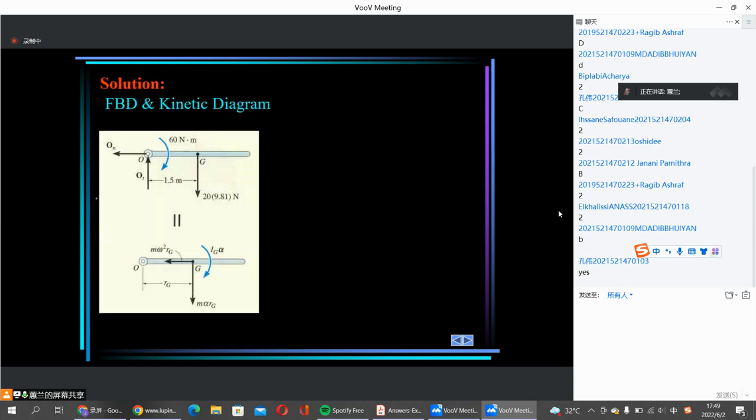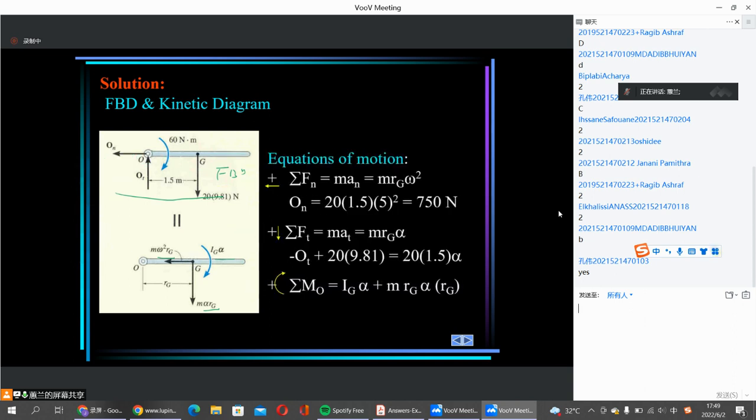So this will be the FBD, and this will be the KD. You see, this is its tangential acceleration. This is the normal acceleration of the mass center. I_G alpha is the kinetic moment. They are equivalent force systems, so we will have the equivalent resultant force and the equivalent moment about any point. Here you define to the left as positive, so it's up to you.